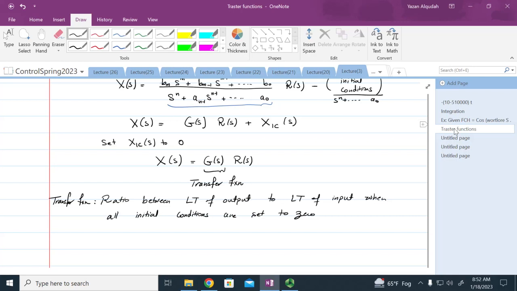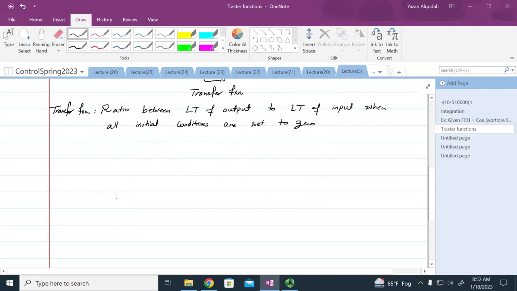Make sense? Everybody? Okay. Let's do an example and see how that applies. So again, we have a system. We have an input, R of s. This is G of s. This is the output, X of s. G of s is equal to the ratio of the output, X of s, divided by R of s.